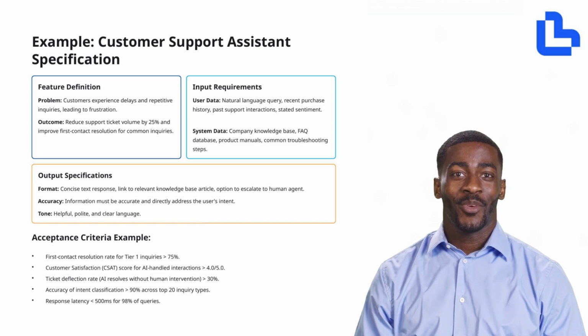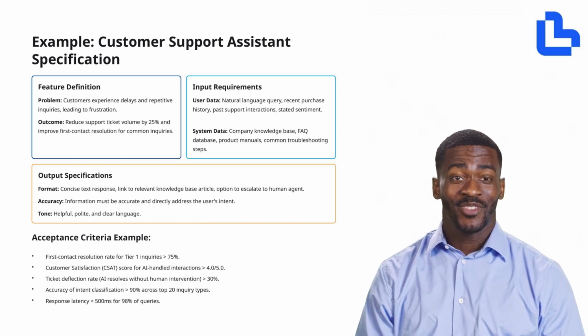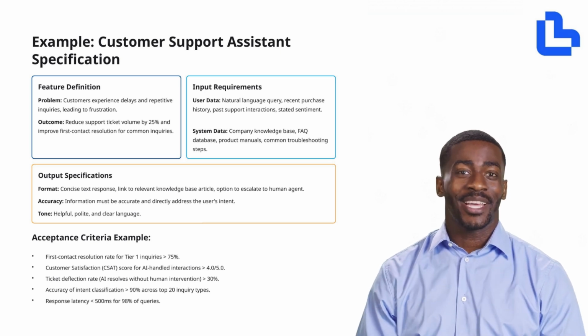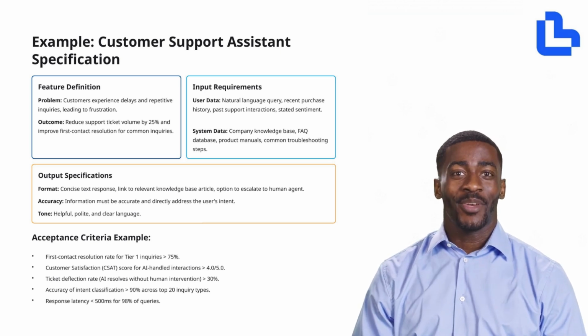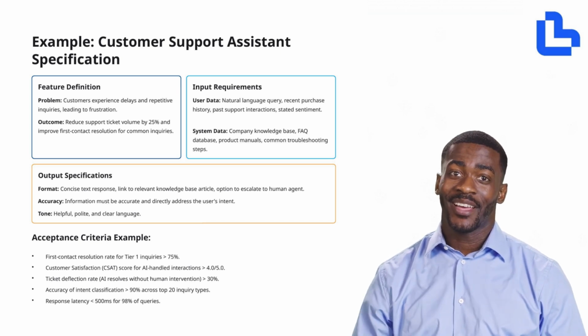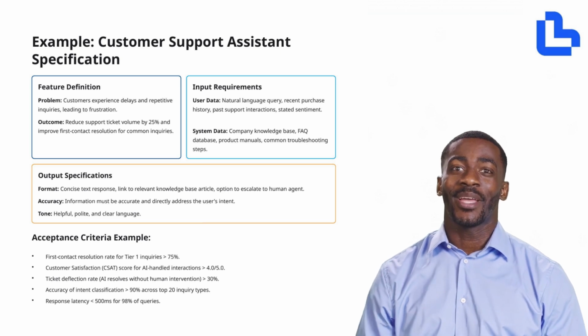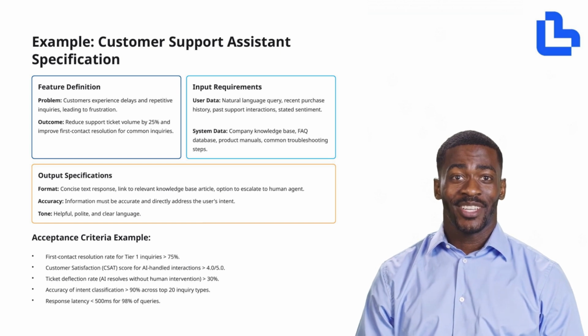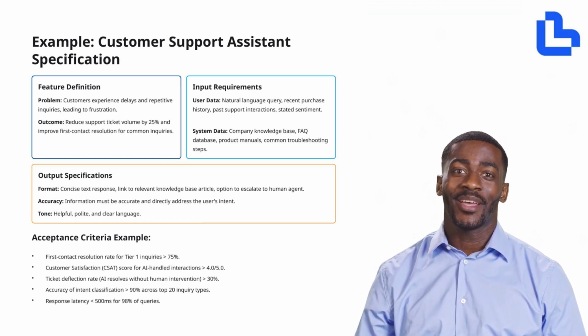Next, we define the input requirements. The assistant needs access to historical support tickets, product documentation, FAQs, and user account data. It also relies on real-time inputs like the customer's query, sentiment indicators, and interaction history. Data quality is critical here, especially for intent detection and context relevance. We also need to respect privacy constraints, ensuring sensitive data is handled securely and in compliance with regulations.